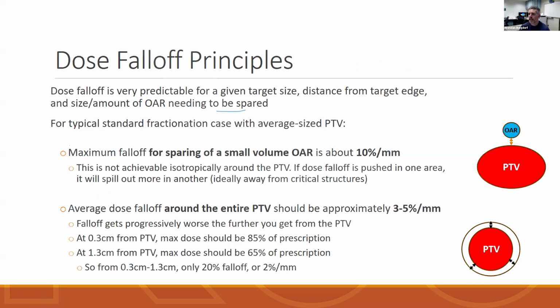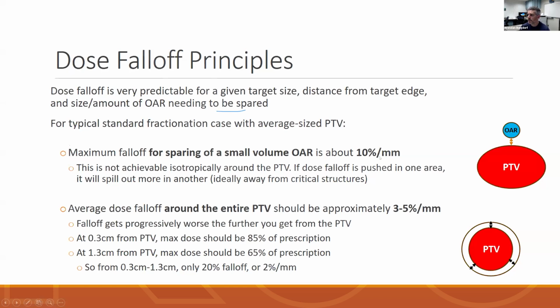So first, I'd like to discuss some fundamental dose fall-off principles. This is important because dose fall-off is very predictable for a given target size, distance from the target edge, and size or amount of OAR that needs to be spared. For your typical standard fractionation case with the average size PTV, the maximum fall-off for sparing of a very small OAR volume is about 10% per millimeter.